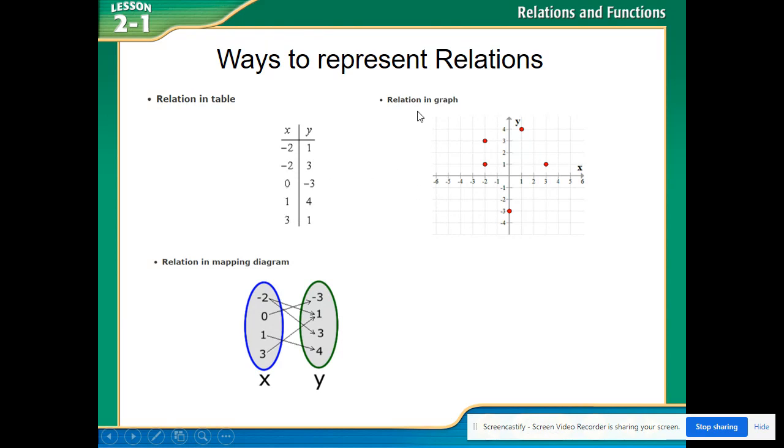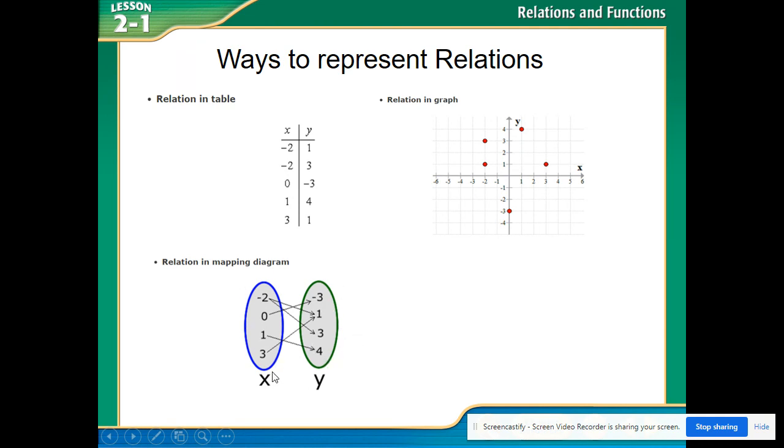Another way we can do this is by also doing a graph. We can graph all these points. (-2, 1), so we go over 2 and then up 1. Then (-2, 3), (0, -3), (1, 4), and (3, 1). Okay. And then there's a special one called a mapping here in the bottom.